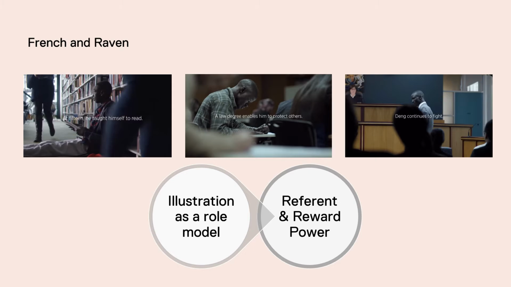In this part, we are analyzing the advertisement in terms of two powers, that is to say, referent power and reward power, from French and Raven theory. Through Deng's real story as a refugee law graduate, which illustrated his pains and gains, we could regard him as a kind of role model for future students of Western Sydney University. Therefore, at the referent power, the audience will desire to be successful like him and hope to get possibilities to protect others and people that you love, as same as him, by receiving higher education in Western Sydney University.